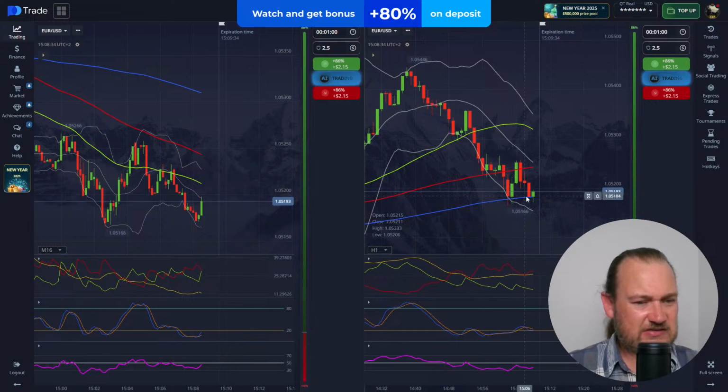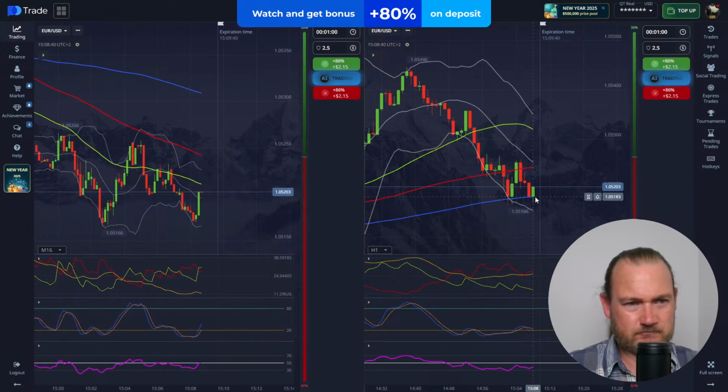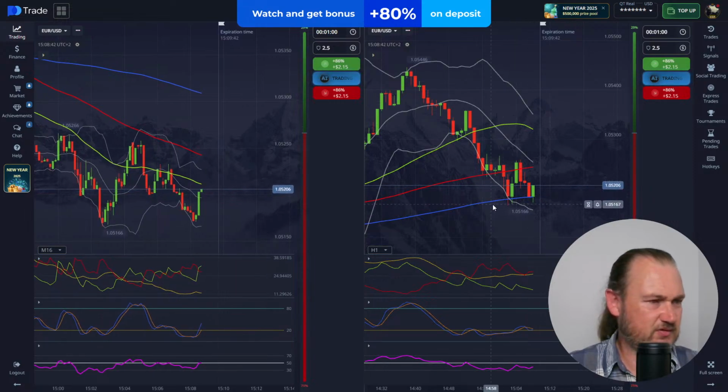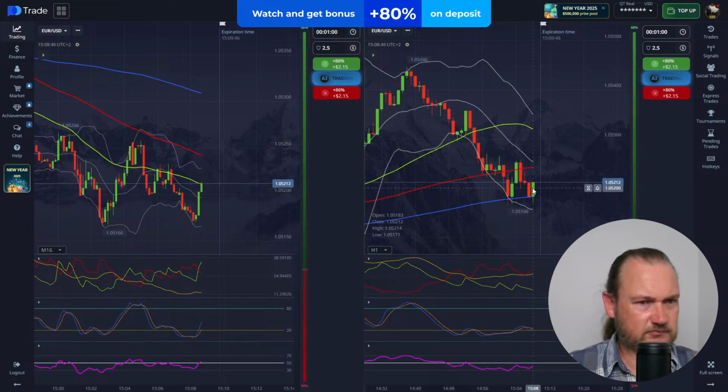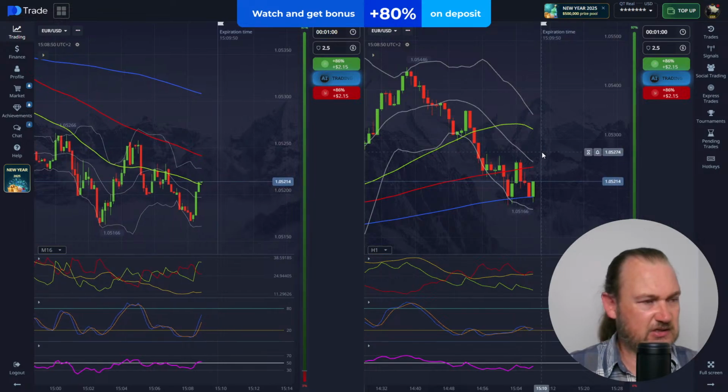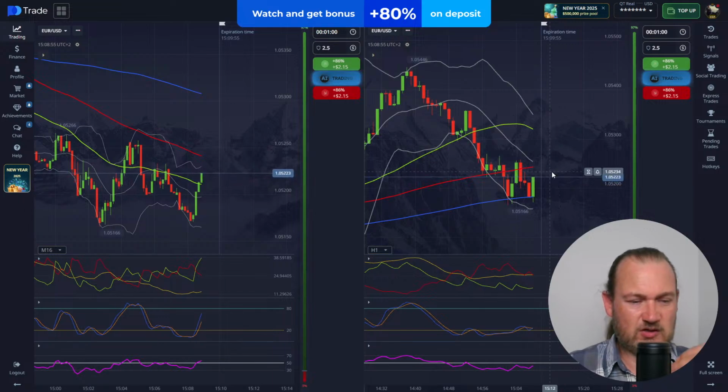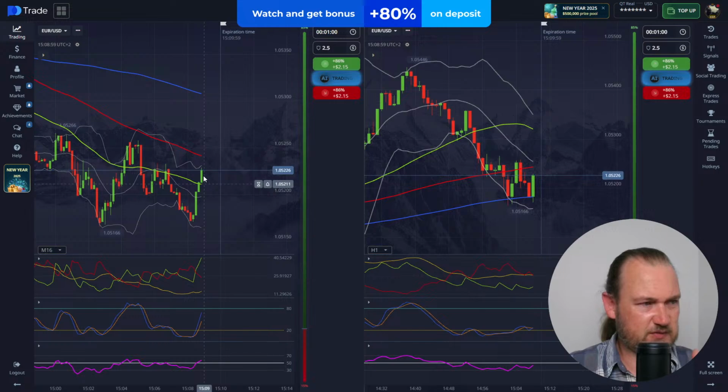I'm trying to decide what it's going to do here now. This could go either way. It's really testing this 200 moving average. Got rejected twice now. But unless we make a new high, this could still pretty much go either way. No divergence to give me an indication of where price might be going.